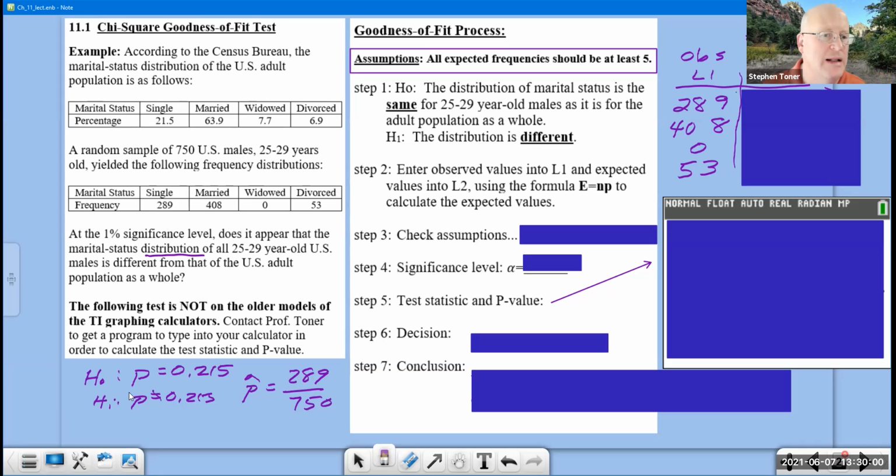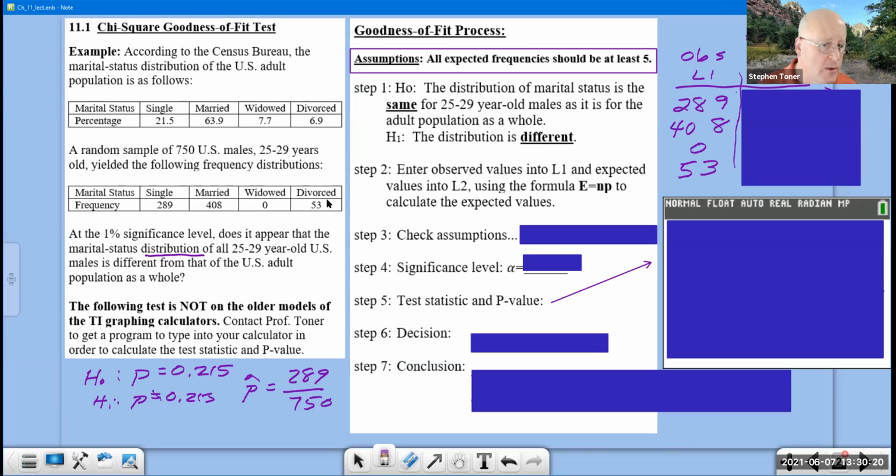And that would be a way of testing just that one category, the single adults. However, we're not looking at a single category. We're looking at the whole distribution of single, married, widowed, and divorced. And that's what sets this apart. Instead of doing four separate one proportion z-tests, we've got a single test that looks at the whole distribution.